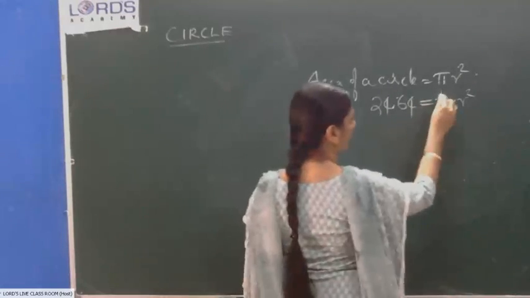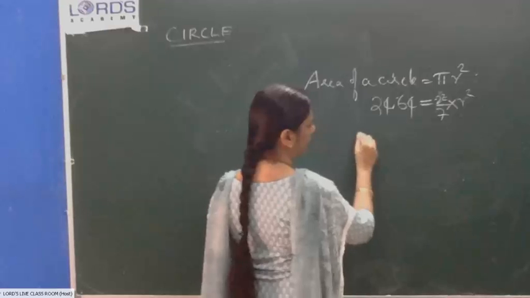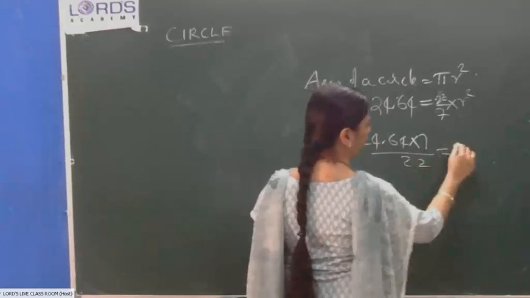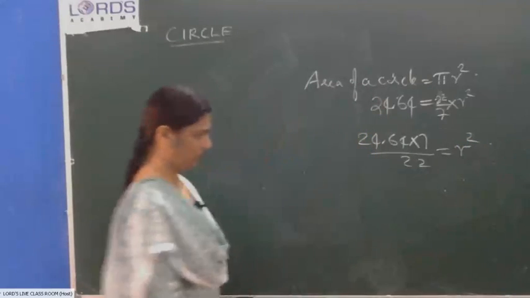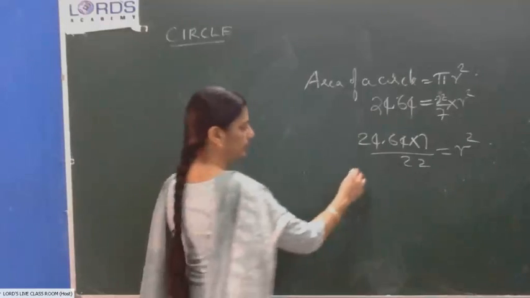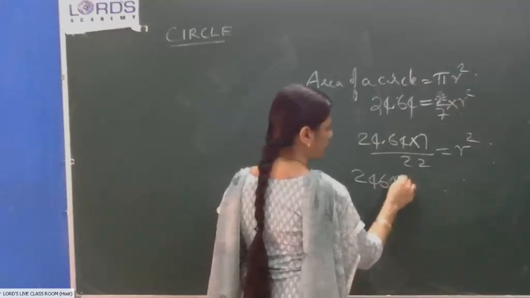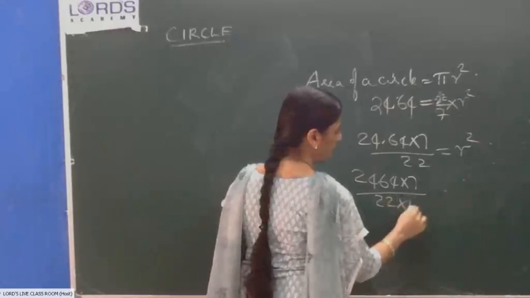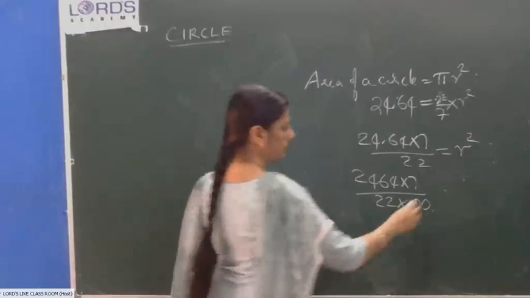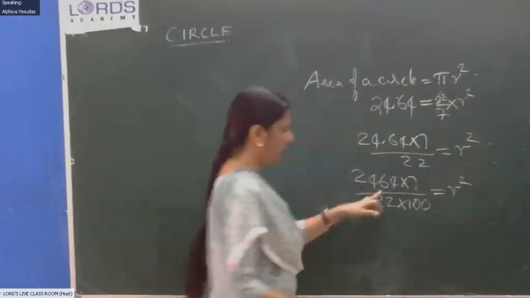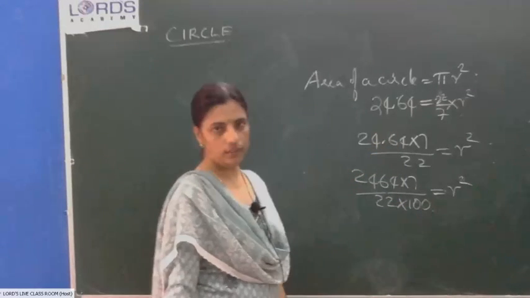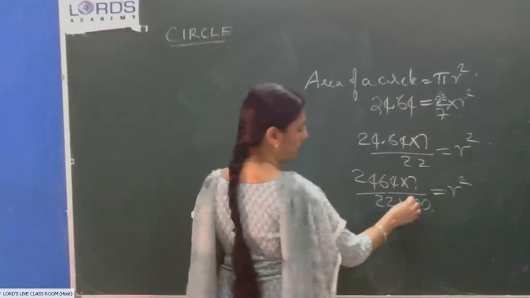How? You write 22 by 7. Then 24.64 into 7 by 22 equal to r square. If decimal problem is there, you multiply by 100. 2464 into 7 by 22 into 100. Numerator also I multiplied by 100. So decimal removed. Denominator, 100 will be there.